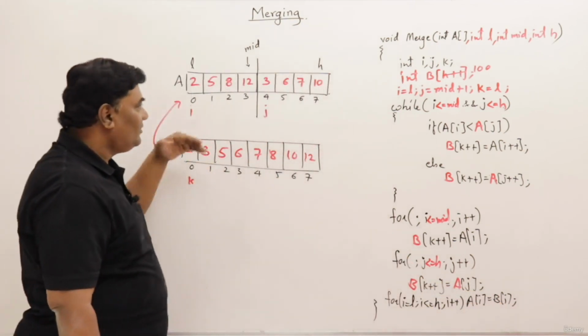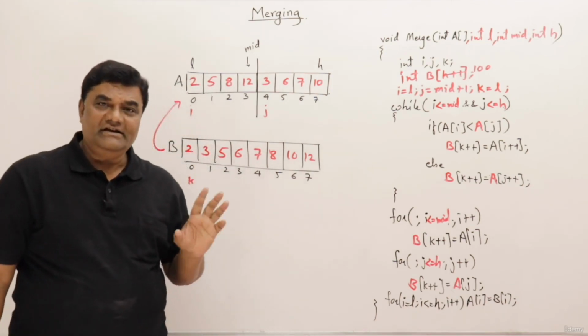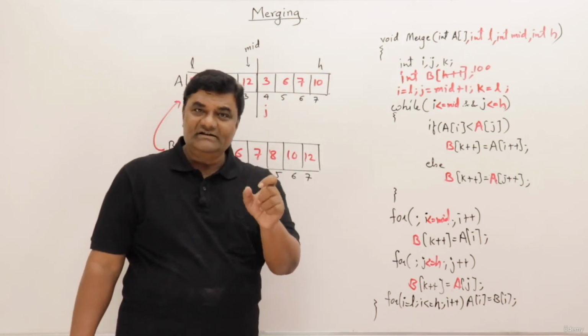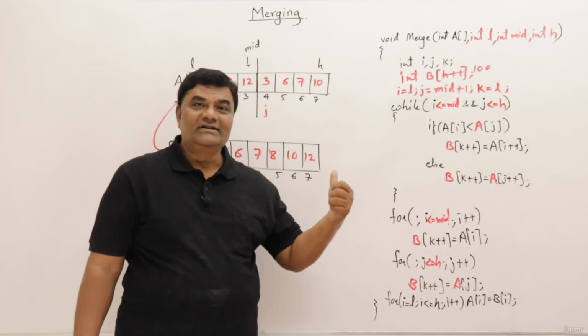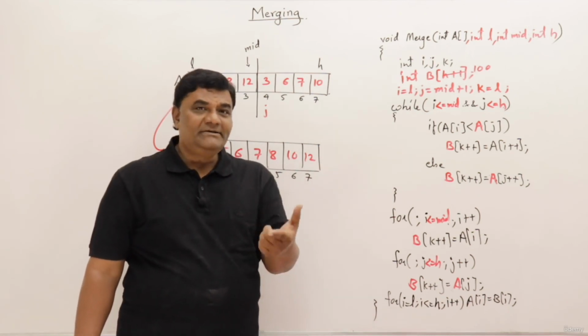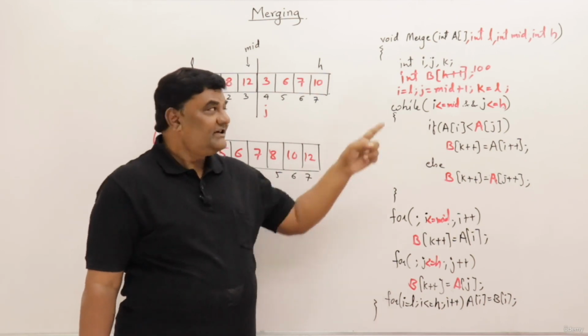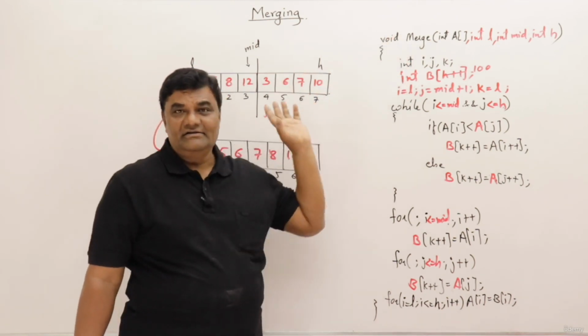So these elements will be copied back in A, and we get a final merged list in A. So this procedure is very useful, merging two lists from a single array. In sorting, that is merge sort, we will utilize this. So when I explain merge sort, I will not be explaining this. Merge means this procedure, which takes parameter array A and low, mid and high.